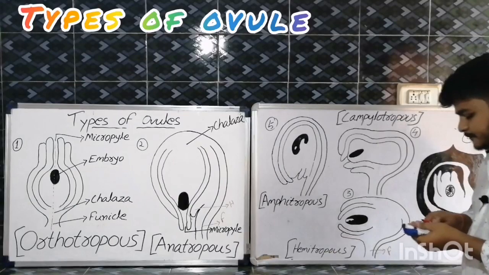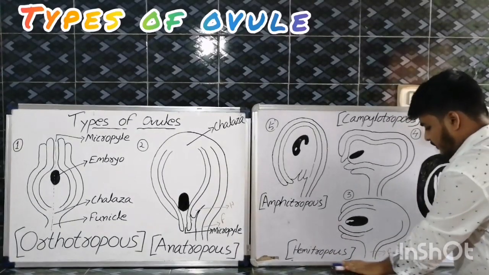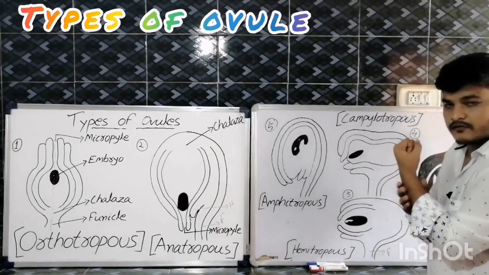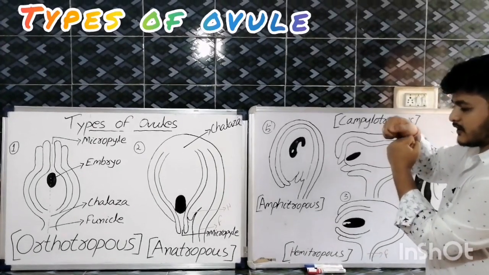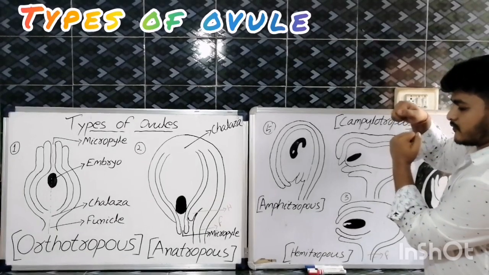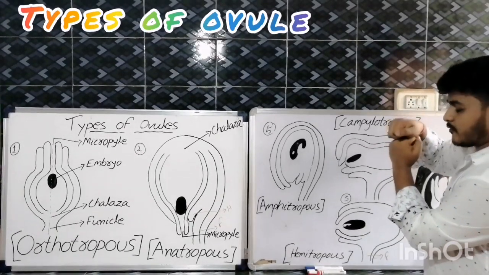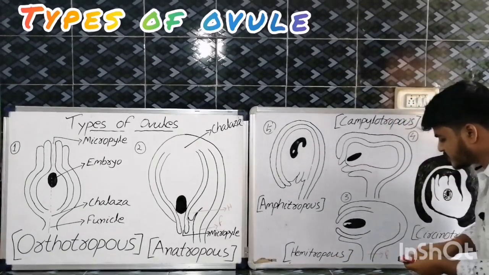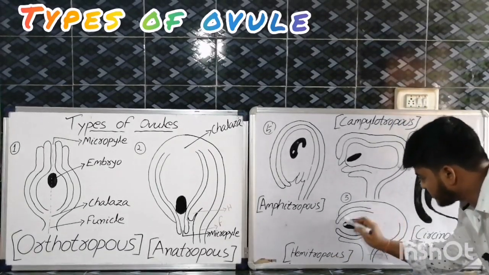But in this case, this is the funicle part. Take an example like this: this is the funicle part and this is the body part. That means over the funicle part, the body part is arranged horizontally. That means this is the total body part.